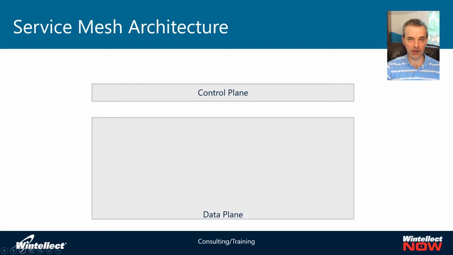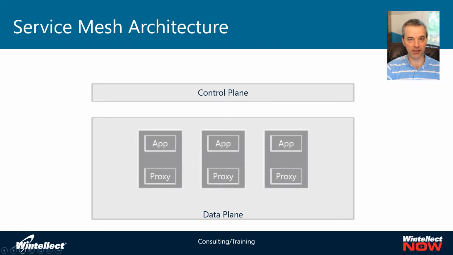Then you have the data plane, and this is where your applications actually run. The data plane will have all of your applications, and those will be wrapped up in a pod with a sidecar proxy that gets injected into the pod whenever that pod is created, whenever you go to create that using a manifest file or a Helm chart.